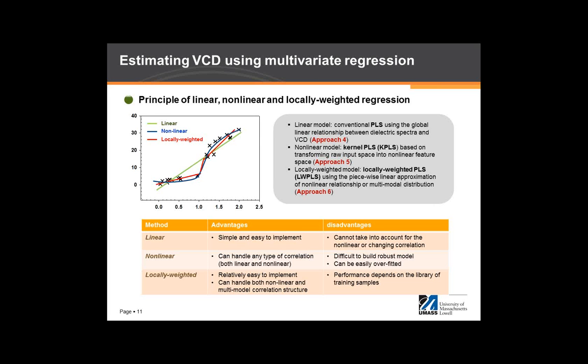But there are multivariate statistical regression methodologies that you can apply to a nonlinear system, which is our case. One of the nonlinear methodologies is called Kernel PLS, which is a regression methodology that you can apply to a nonlinear system. The other one is called locally weighted partial least squares, which is also a methodology that you can apply to a nonlinear system.